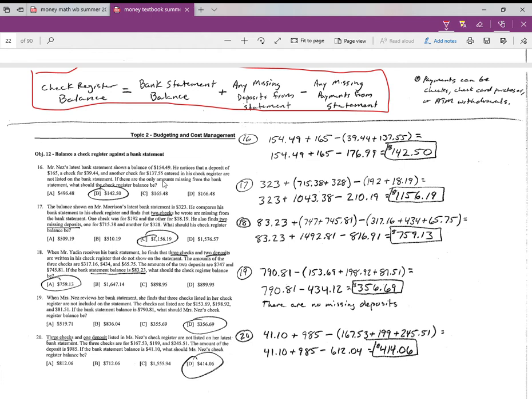Okay, so it says if these are the only amounts missing from the bank statement, what should the check register balance be? So what we do is we're going to start with the bank statement balance. So that was this number.